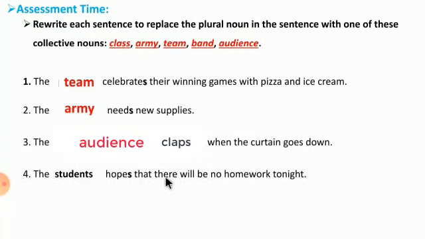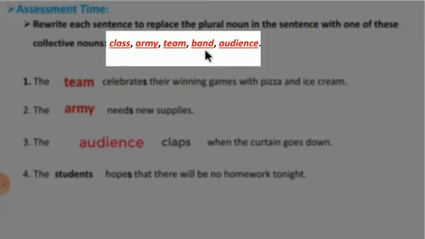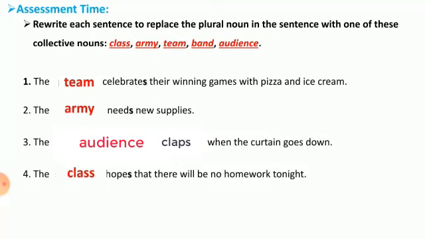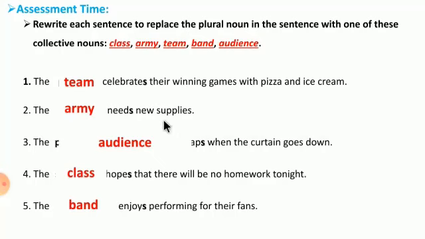Number 4, the students hope that there will be no homework tonight. So students, class, or band? Of course it's class. So the class hopes that there will be no homework tonight. Number 5, the musicians enjoy performing for their fans. Musicians. We have still just one collective noun, which is band. So we will replace it with musicians. The band enjoys performing for their fans.